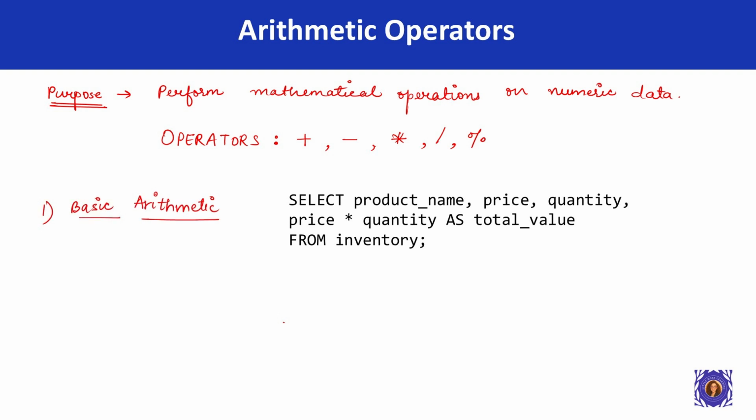Here's a practical example that demonstrates multiple concepts. This simple query transforms raw inventory data into business intelligence. We're not just looking at individual prices and quantities, we're calculating the total value of each product line. This is fundamental for inventory valuation, insurance calculations, or identifying your most valuable stock.